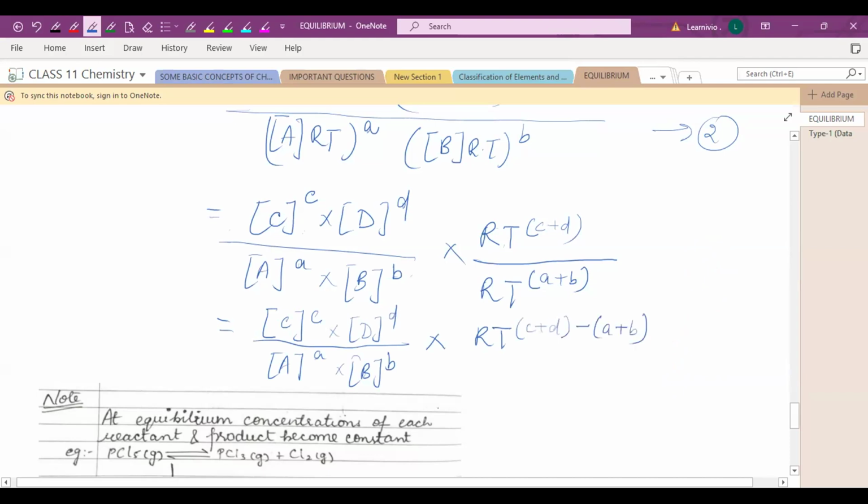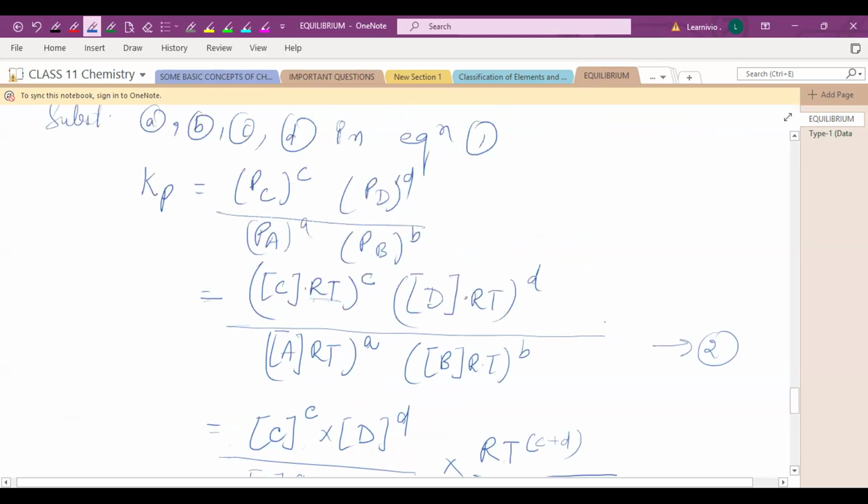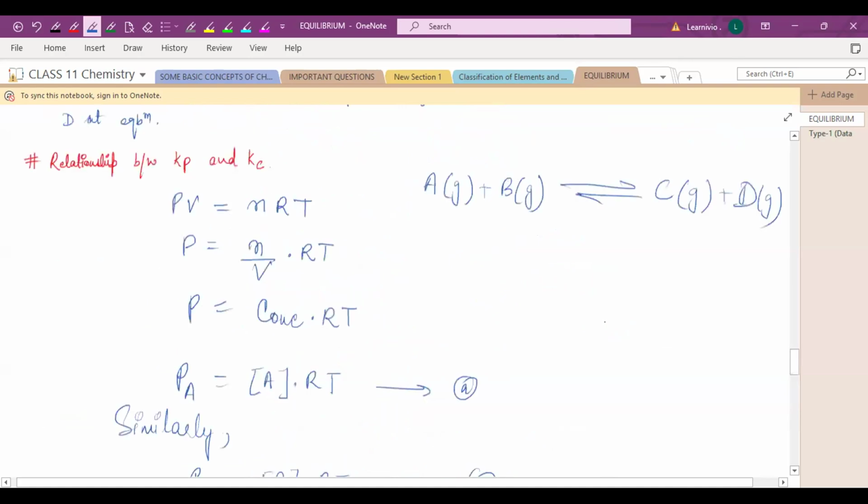Okay, now let's observe this one. This is very interesting. You can see C plus D. What is a small c and a small d here? And this is small a, small b. So let's see the general equation.